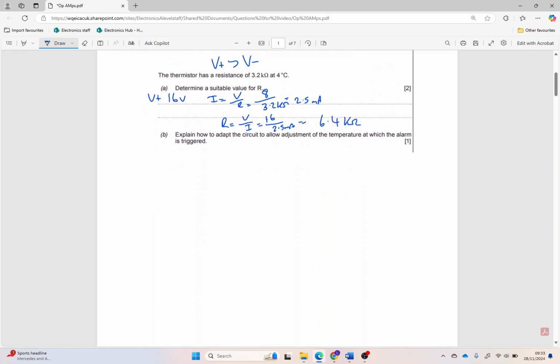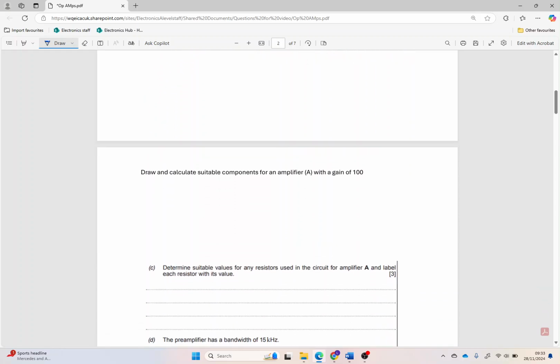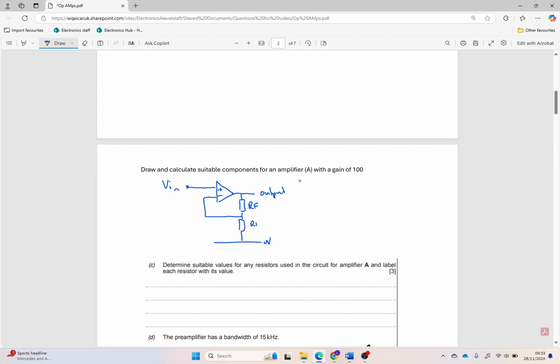Okay, so let's move on now to some of our amplifier circuits, away from our comparator. First of all, we've got a gain of 100. So it's a positive gain, so I'm going to draw it the way that I draw my circuits, as I find them a lot simpler to see what's going on. We've got our two resistors there, feedback there like so, RF and R1, output, 0 volts, and our input.